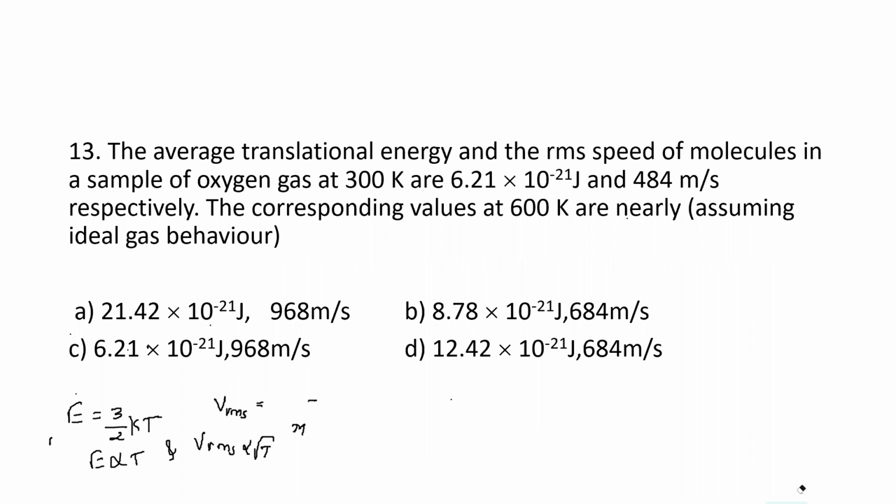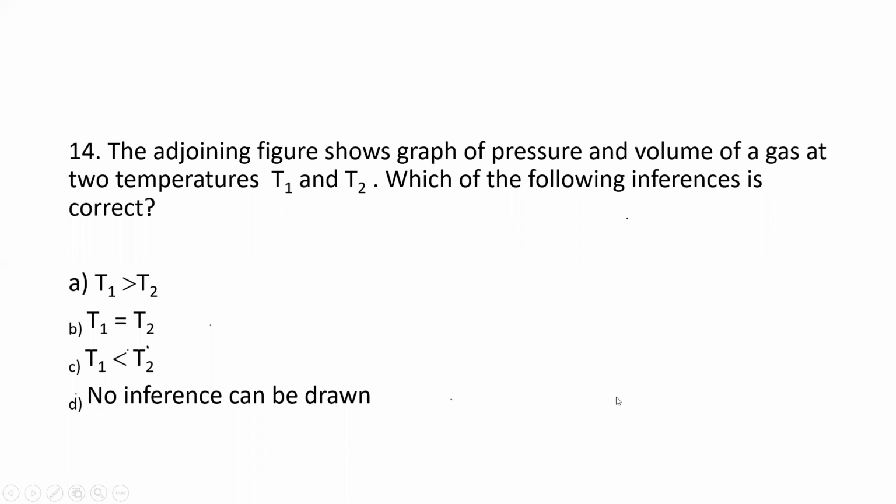Let's see the next question. The adjoining figure shows the graph of pressure versus volume of a gas at two temperatures T1 and T2. Which of the following inferences is correct? See the graph, the pressure value is decreasing as the volume is increasing, right? But at constant pressure, the volume and temperature are proportional to each other, correct? That is according to Charles' law, V is directly proportional to T.